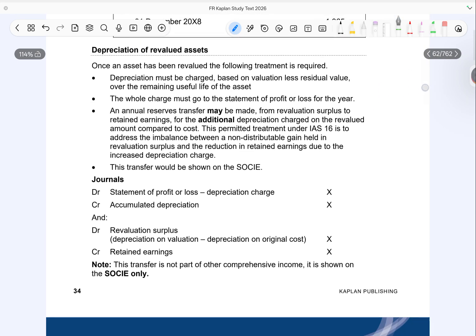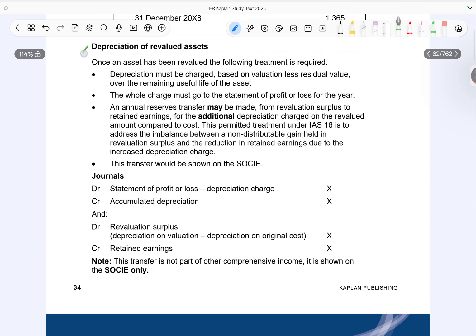Okay, so now let's look at depreciation of revalued assets. Once an asset has been revalued, the following treatment is required. Depreciation must be charged based on valuation less residual value. I have explained this earlier. Residual value is the scrap value which you'll receive after your asset is no longer in use. So you sell that asset, and any remaining amount you get is your residual value, over the remaining useful life of the asset. The whole charge must go to the statement of profit or loss for the year.